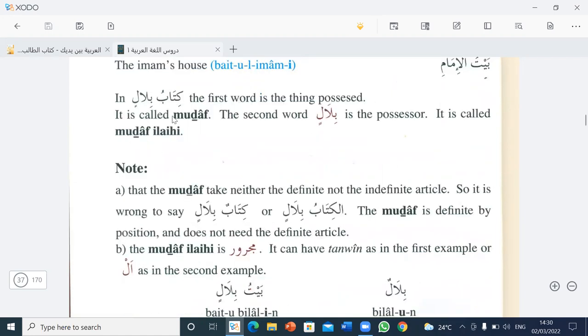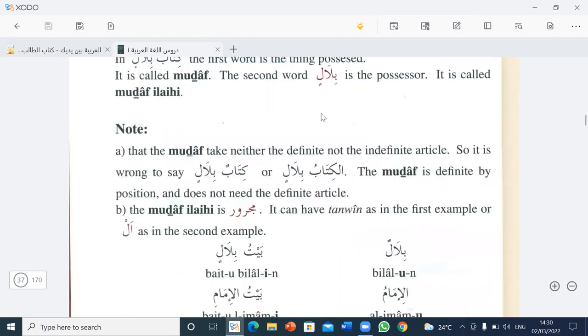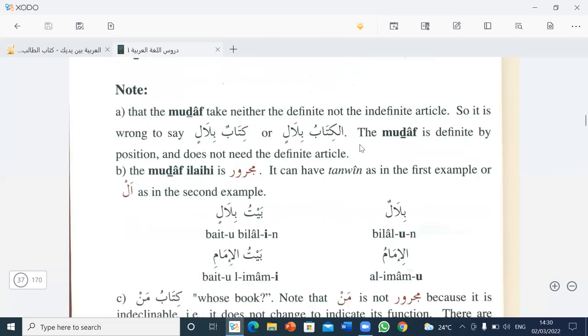So, Kitabun is mudaf, Bilalin mudaf ilayh. So it's the possessed and the possessor. Note that the mudaf takes neither the definite nor the indefinite article. So it is wrong to say Kitabun Bilalin. You can say this. Or Al-Kitabu Bilalin. You can't use indefinite, neither indefinite, in the possessed. The mudaf is defined by position and does not need the definite article.